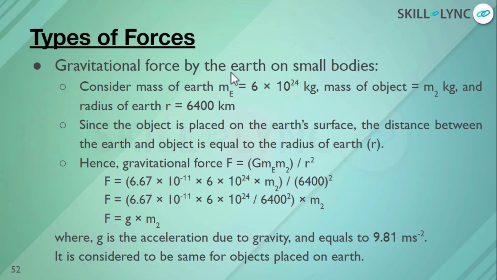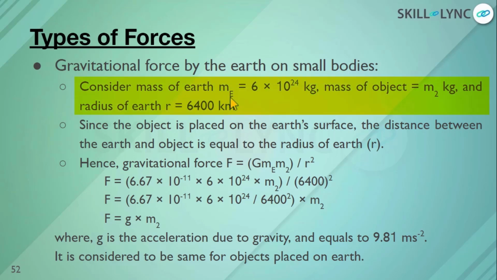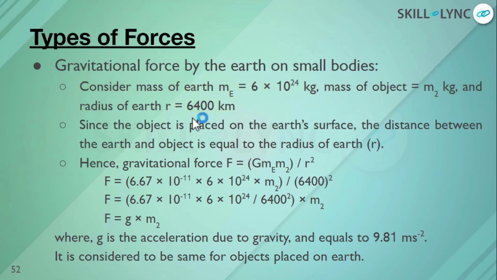Gravitational force by Earth on small bodies. That's the next thing we are going to study. Consider the mass of Earth as me equals 6 into 10 power 24 kg, the mass of the object be m2 kg, and the radius of the Earth equals 6400 kilometer, where these are actual facts. Mass of the Earth is 6 into 10 power 24 kg. Radius of Earth is 6400 kilometer.